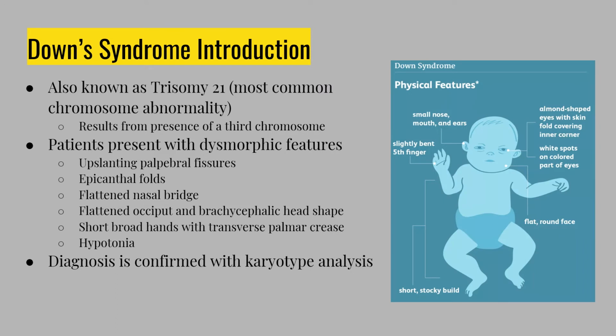So Down syndrome, also known as trisomy 21, is the most common chromosome abnormality. It results from the presence of a third chromosome on chromosome number 21. Patients with this disease can present with dysmorphic features such as upslanting palpebral fissures, epicanthal folds, flattened nasal bridge, flattened occiput, and brachycephalic head shape. Short, broad hands with transverse palmar crease and hypotonia. Diagnosis is confirmed with karyotype analysis.